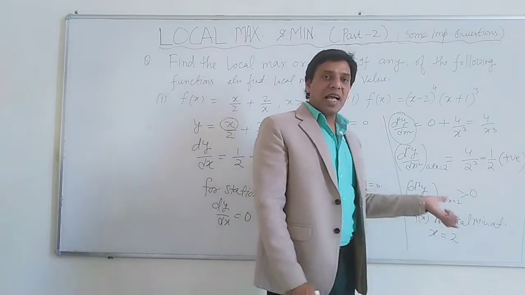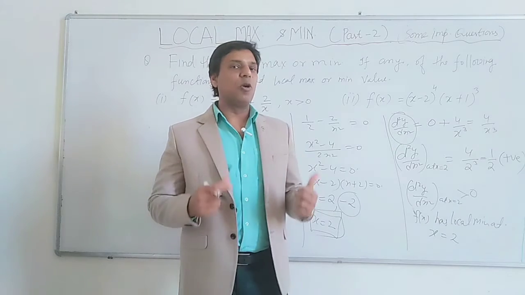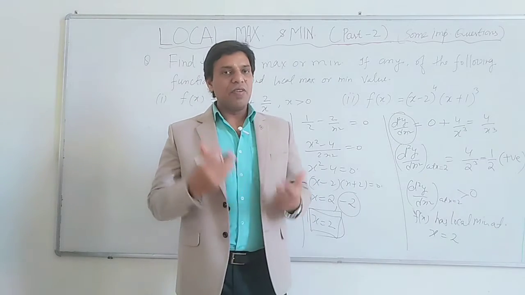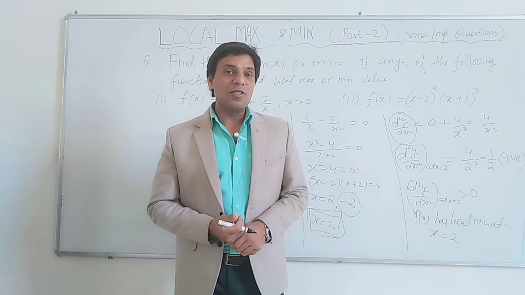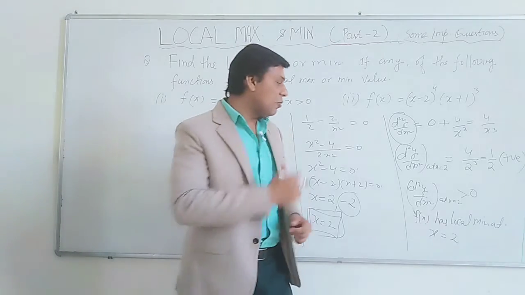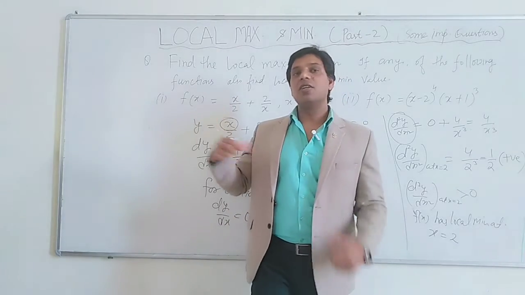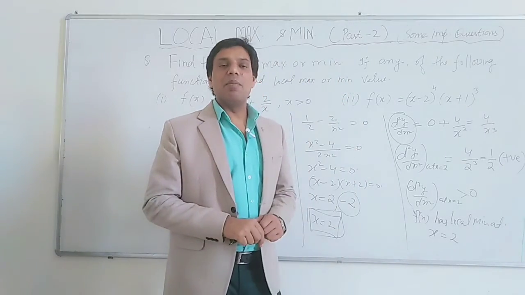Because our second derivative is positive at this point, it means we have a local minimum, and we need to find the local minimum value also. What is the local minimum value and how can we get it? We will put x equal to 2 in the function to get the local minimum value.